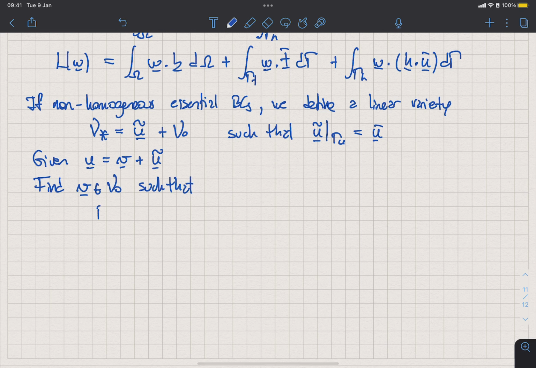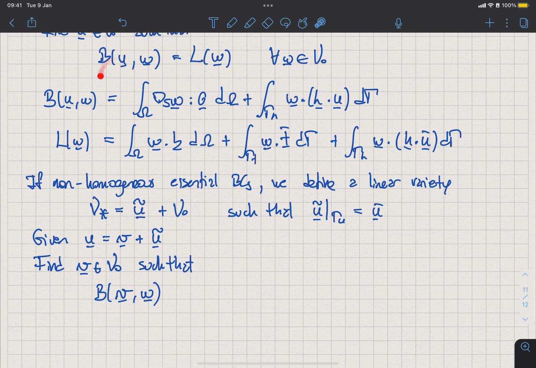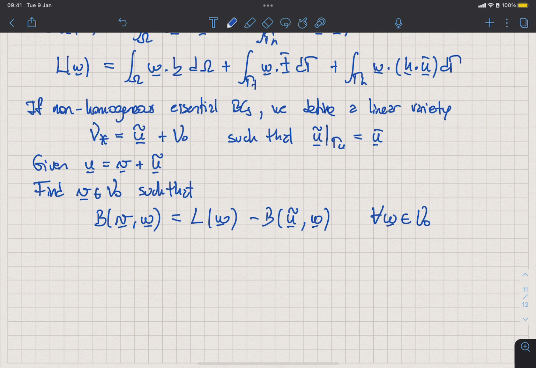now my bilinear form is like this. Because remember, now I'm replacing this U, I'm replacing it right here, right? So remember the distributive property of the bilinear operator. This is going to be equal to the linear form minus the bilinear form applied to U tilde. And this has to be valid for all W's in that.